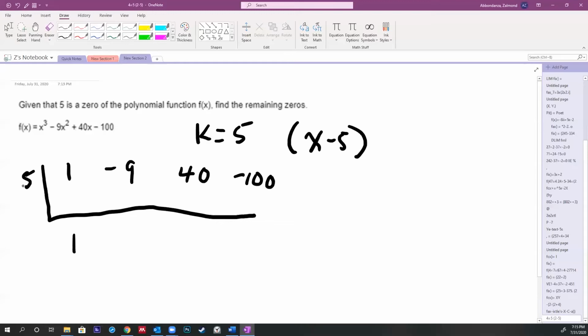I multiply the 1 times the 5 to get 5 and put it here. And I add to get -4. I multiply -4 times 5 to get -20. And I add to get 20. And then I multiply 20 by 5 to get 100. And I add to get my 0, which I expected.